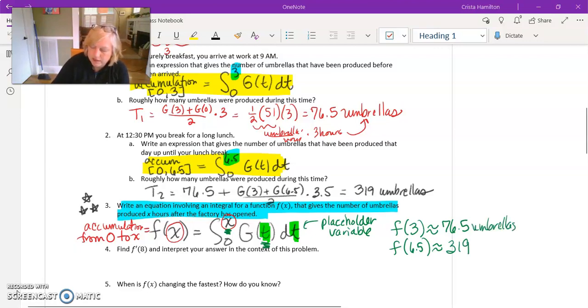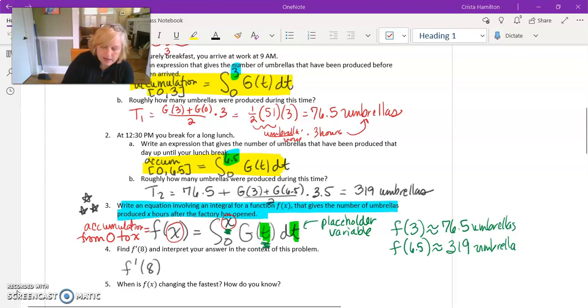And so the idea here is that this function represents the net change in umbrellas that were produced from time 0 when the factory opened till our ending time that we are setting by the input variable. Right? Now, an important thing about this accumulation function, and this is the first step of the fundamental theorem of calculus, so this is like FTC part 1, what if I wanted to find f prime of 8? So it's the idea of recognizing what that represents.